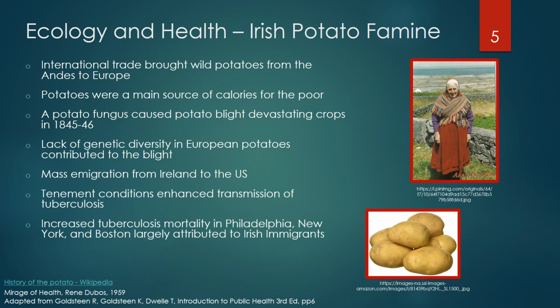The 1959 book Mirage of Health by René Dubos provides an example of how ecology relates to human health by describing how microscopic fungus that destroyed the potato crop in Ireland in 1845 and 1846 caused a tuberculosis epidemic in eastern U.S. cities in the mid-19th century.